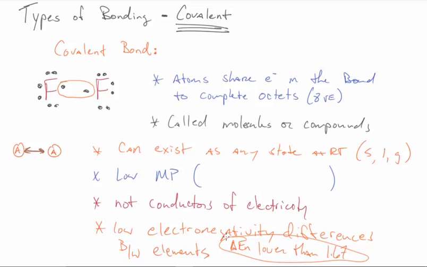Okay? So the electronegativity difference between the atoms is actually lower than 1.67. They don't have a high enough electronegativity difference from one to the other for them to actually pull electrons away from each other. All right? Okay, and so these are the basic things that we've got to know about covalent compounds.